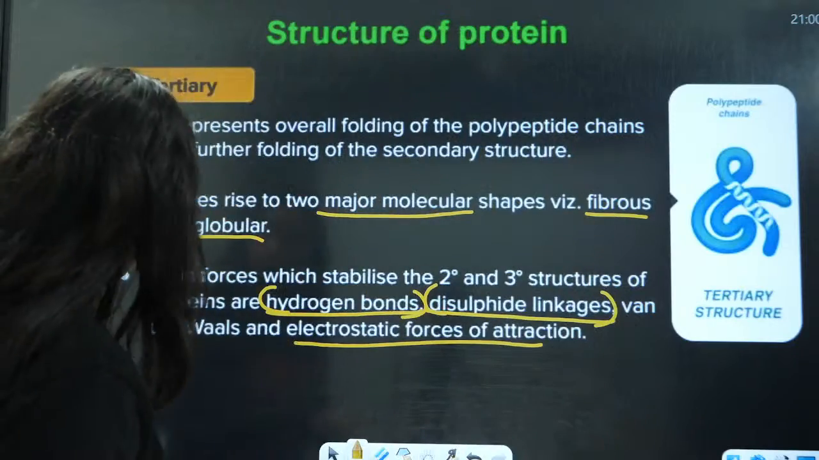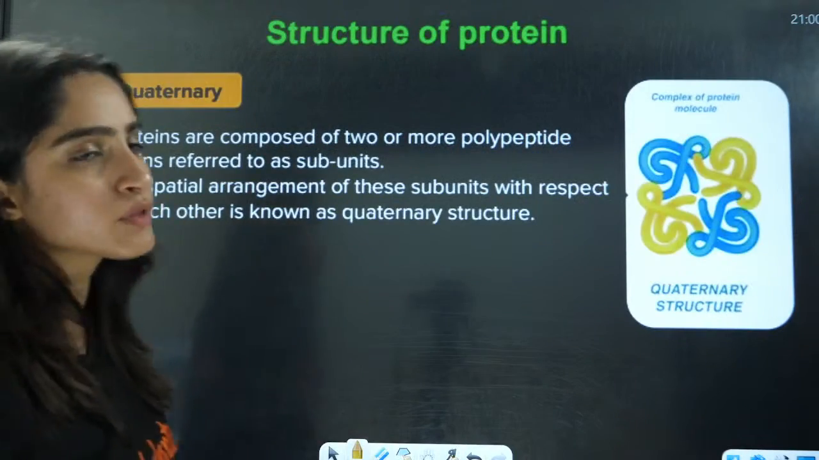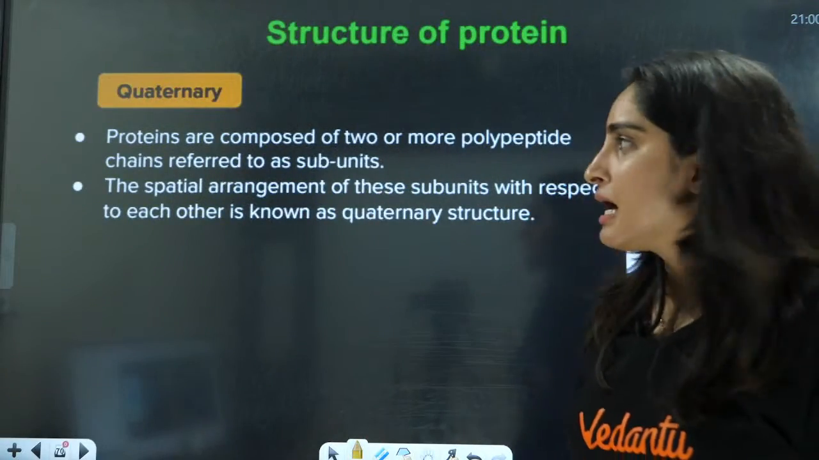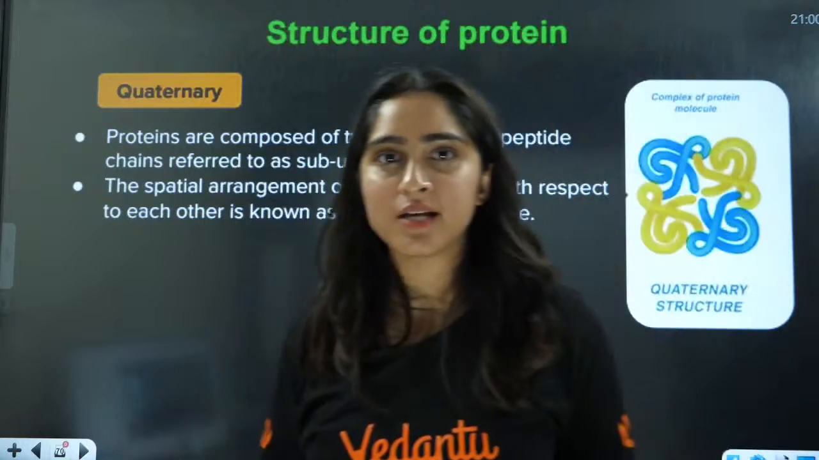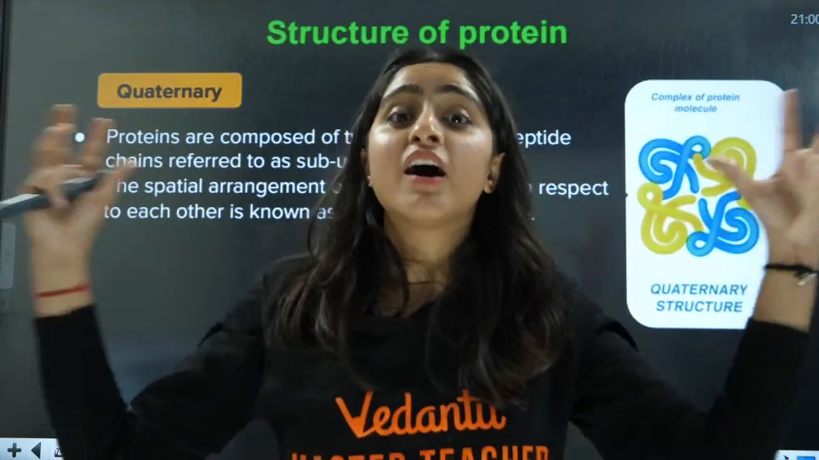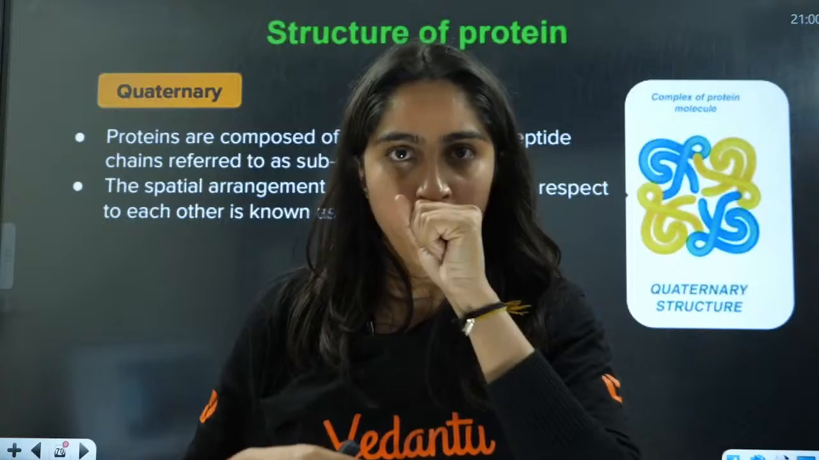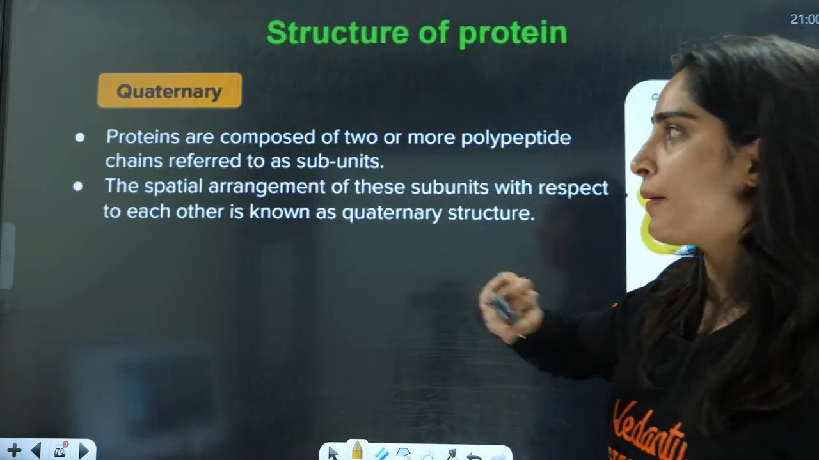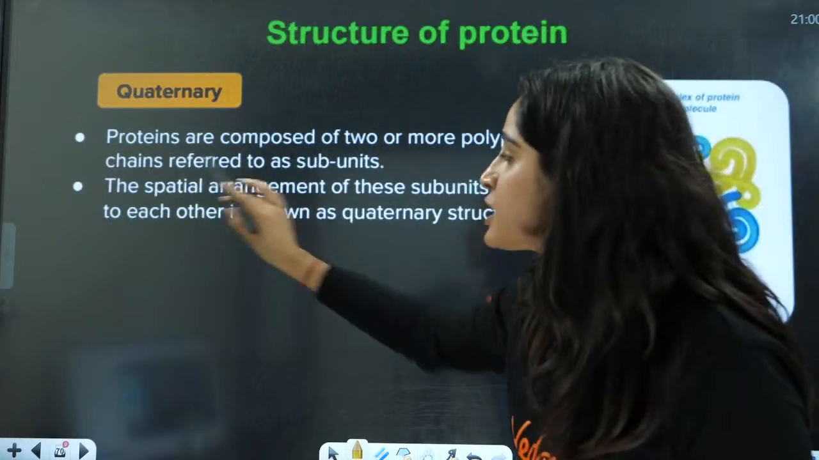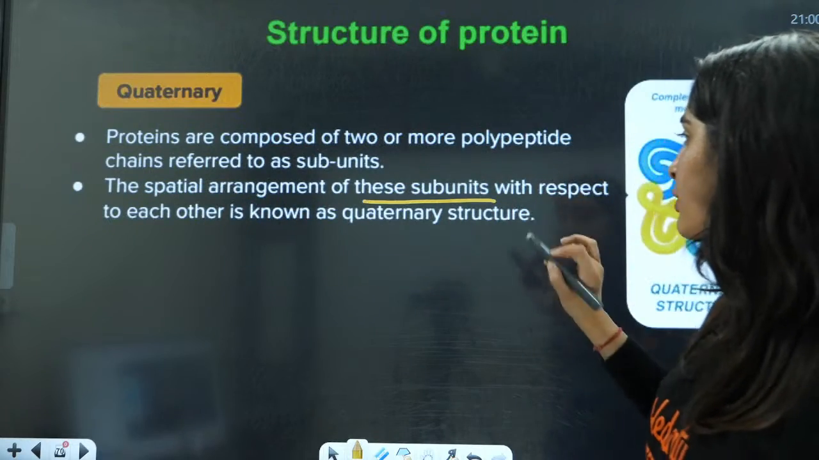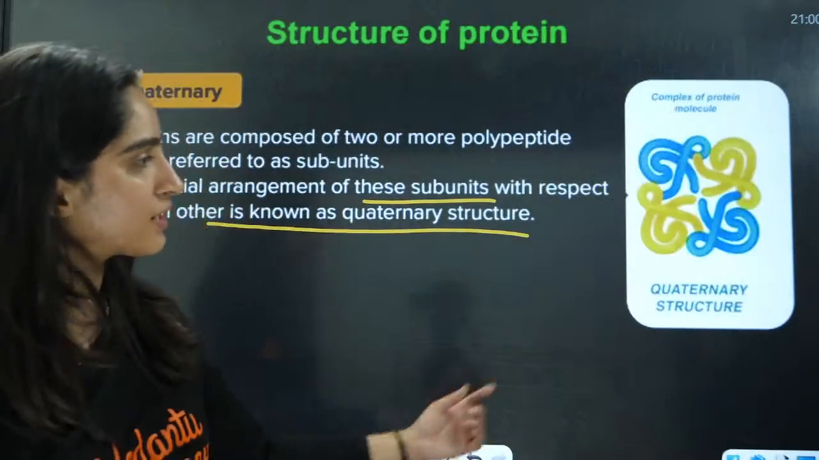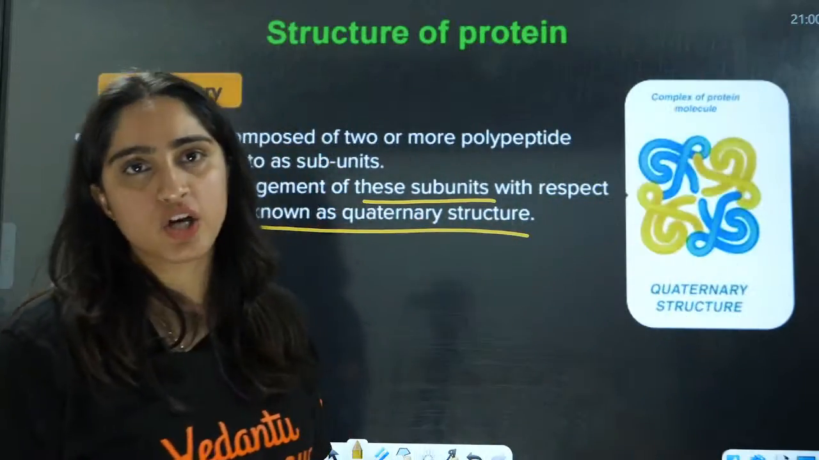This question is asked so many times. Now let us see what the quaternary structure is. This will also get denatured. Quaternary structure is how the tertiary structures are linked to each other. Proteins are composed of 2 or more polypeptide chains, therefore they have subunits. The spatial arrangement of these subunits with respect to each other is known as quaternary structure. Further, how they are related to each other.